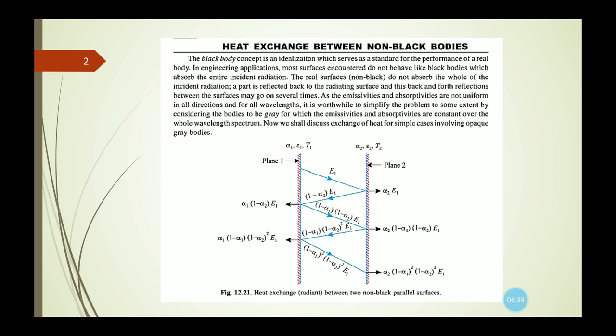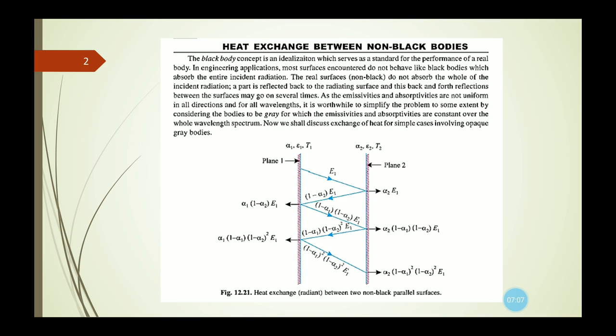So which can be seen in the plane 1. So this part will be again absorbed by the plane 1, and the remainder will be reflected to the plane 2. So that remainder is now (1 minus alpha 1) multiplied by (1 minus alpha 2) into E1, which is written above the arrow line in between these two parallel plane surfaces.